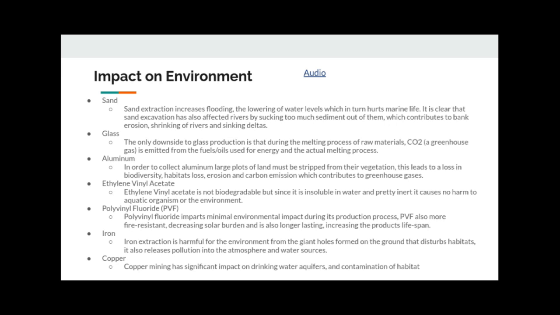Iron extraction is harmful for the environment from the giant holes formed in the ground that disturbs habitats. It also releases pollutants into the atmosphere. Copper mining has significant impact on drinking water, aquifers, and contamination of habitats.